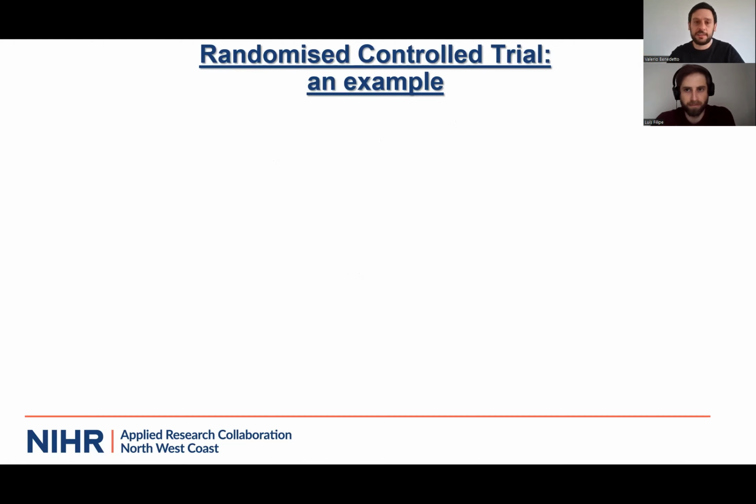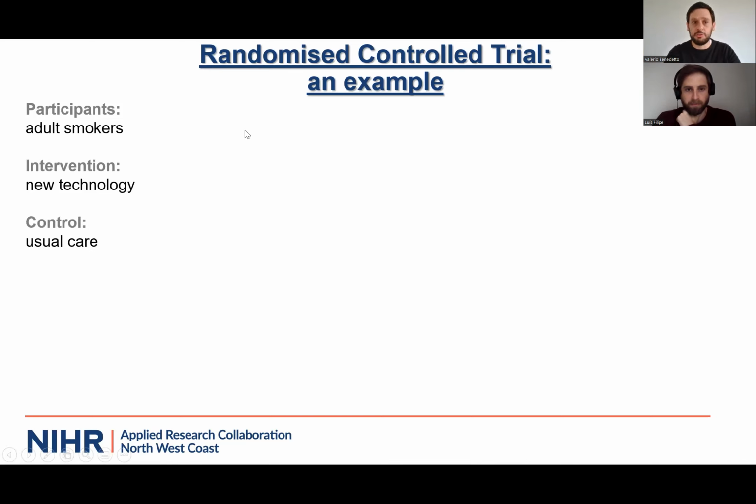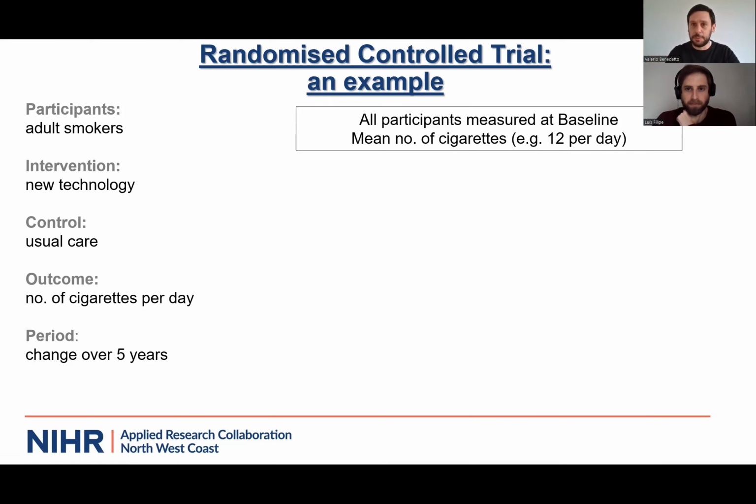We have an example here in this slide, a group of participants, adult smokers. Of course, we might want to include other inclusion criteria like certain age groups, maybe heavy smokers. So that could be, of course, decided by the researchers running the trial. Intervention is the new technology. So you can think about a new nicotine patch, for example. Control is usual care or standard level of care. The outcome we want to measure is, in this case, the number of cigarettes per day, and the period is 5 years.